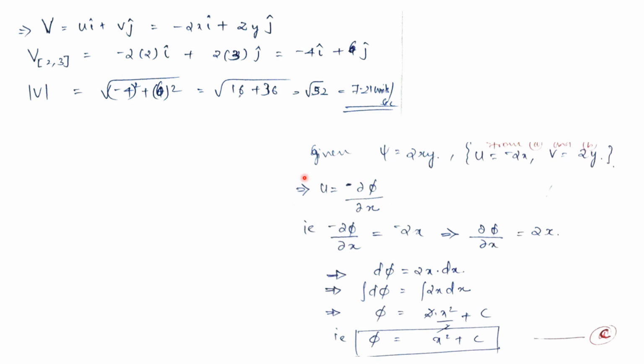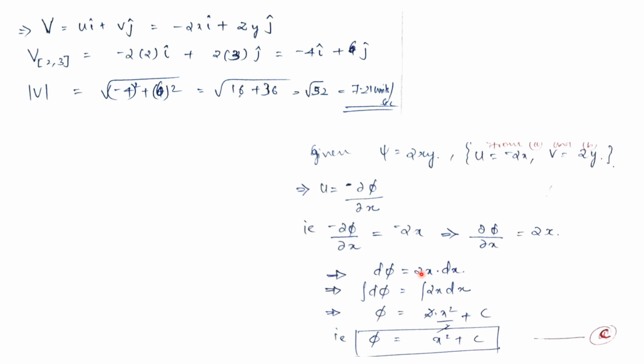We already know the potential function. What is u? The negative derivative, the velocity in that direction. So u is equal to minus dou psi by dou x. What is minus dou psi by dou x? Already you know the value of u, minus 2x. So equating that, negative negative cancels out. So dou psi by dou x is 2x, and you take the dou x to the other side.